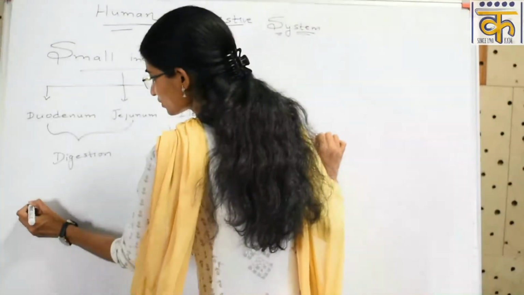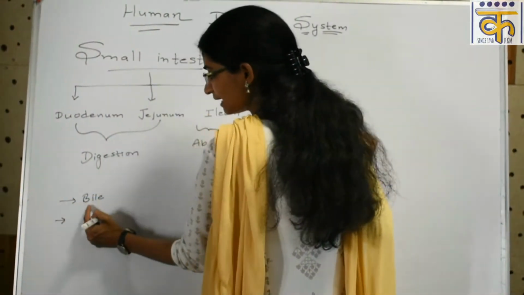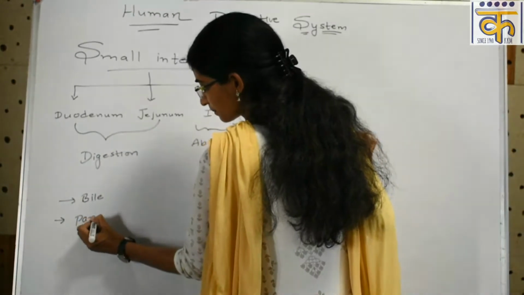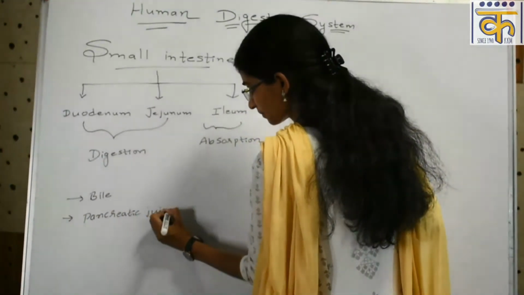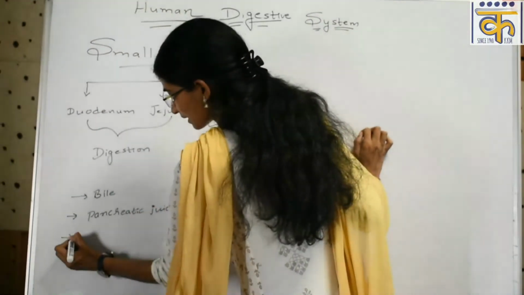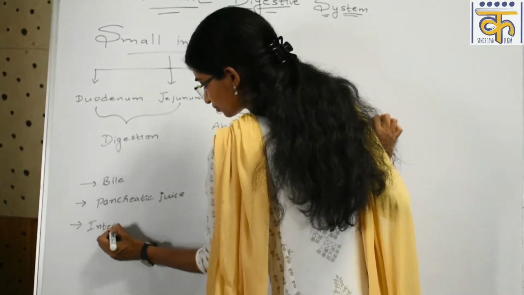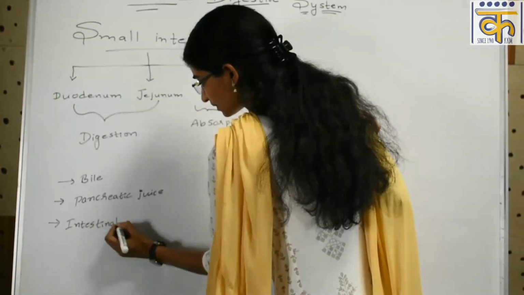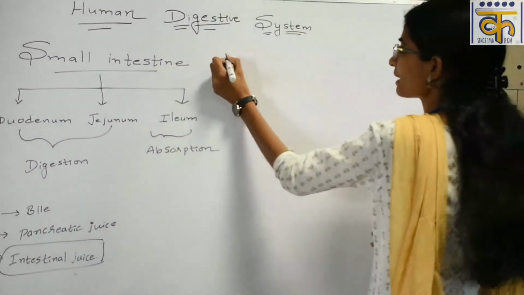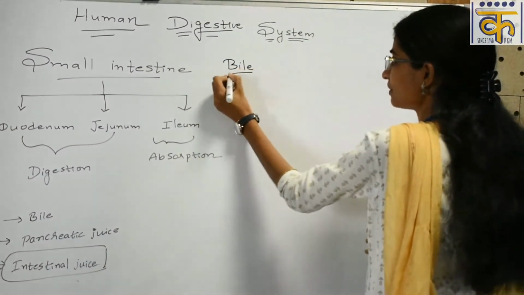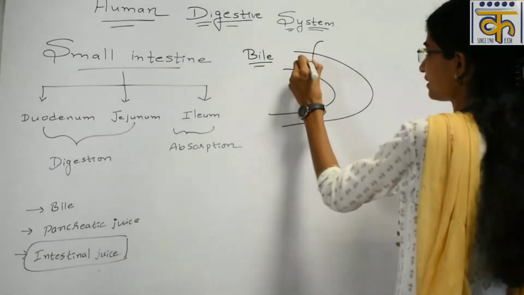For this, three juices play an important role: bile, pancreatic juice, and the last one is intestinal juice, which is secreted from the intestinal walls. Now bile is stored in the gallbladder and is emptied into the duodenum as soon as the chyme enters.